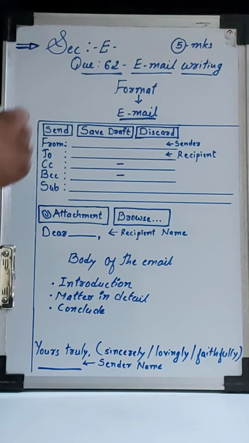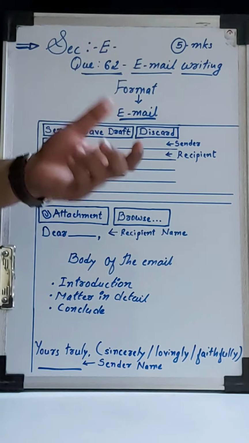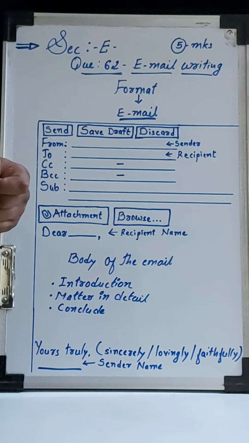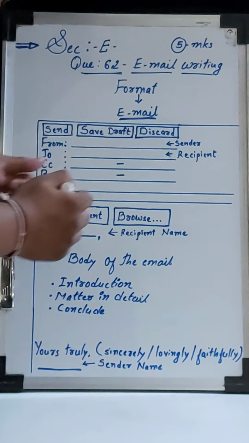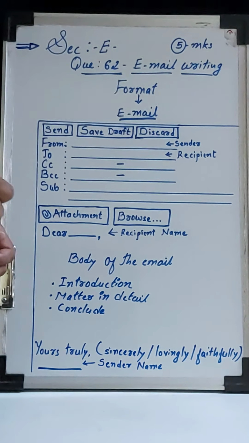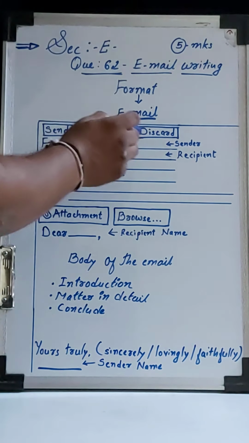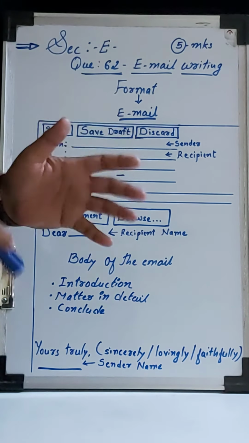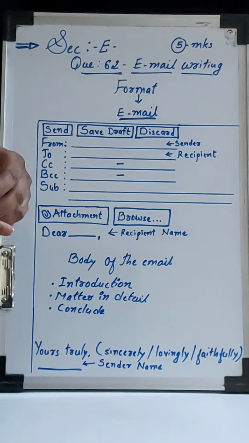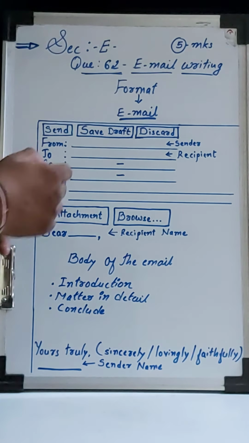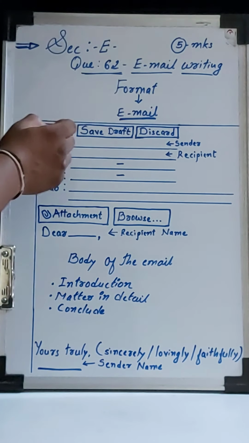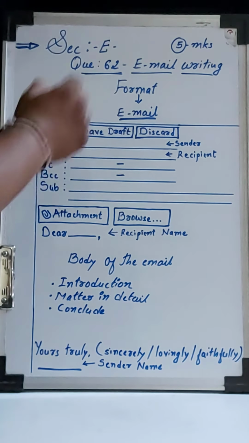Save draft. As you know, in an email it automatically gets saved in draft. Then the third option comes, discard. Students, it is not mandatory to write this send, save draft or discard, but that will definitely give you a good impression. So if you can remember and learn, then do write the send option, save draft and discard.